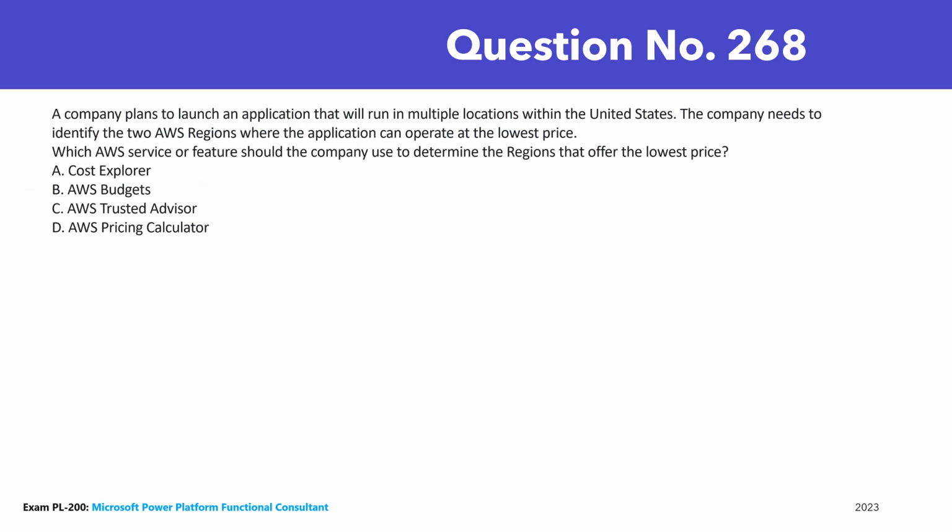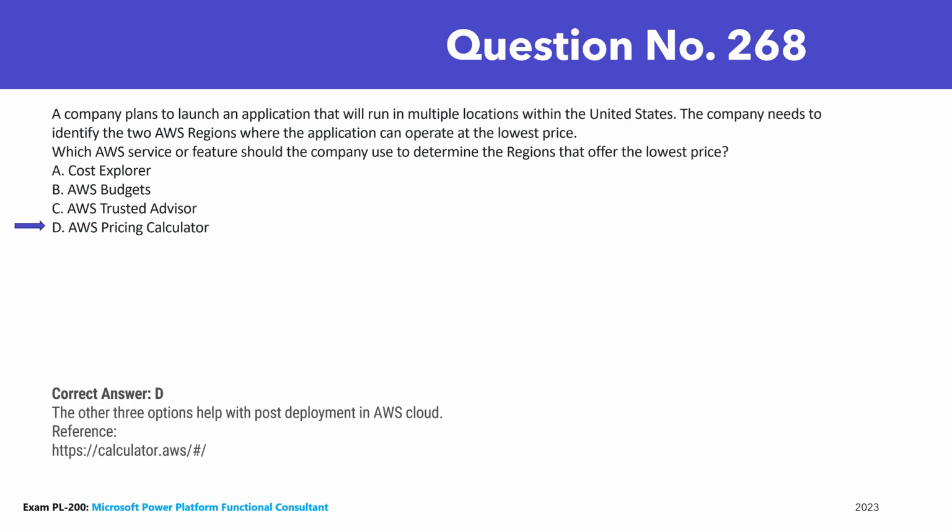A company plans to launch an application that will run in multiple locations within the United States. The company needs to identify the 2 AWS regions where the application can operate at the lowest price. Which AWS service or feature should the company use to determine the regions that offer the lowest price? A. Cost Explorer. B. AWS Budgets. C. AWS Trusted Advisor. D. AWS Pricing Calculator. Correct answer, D.